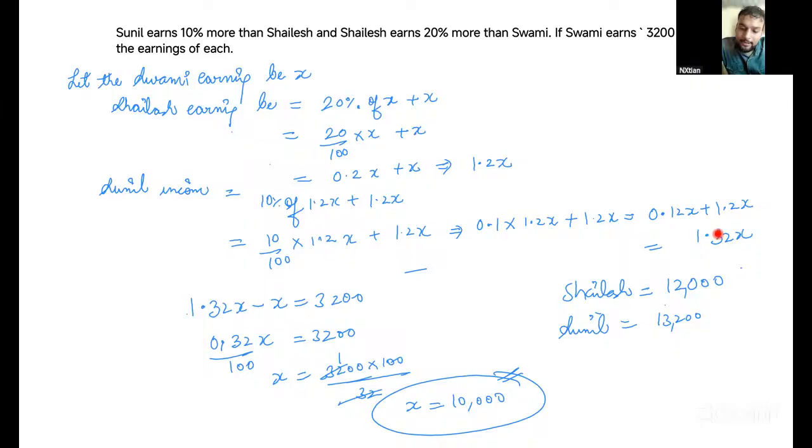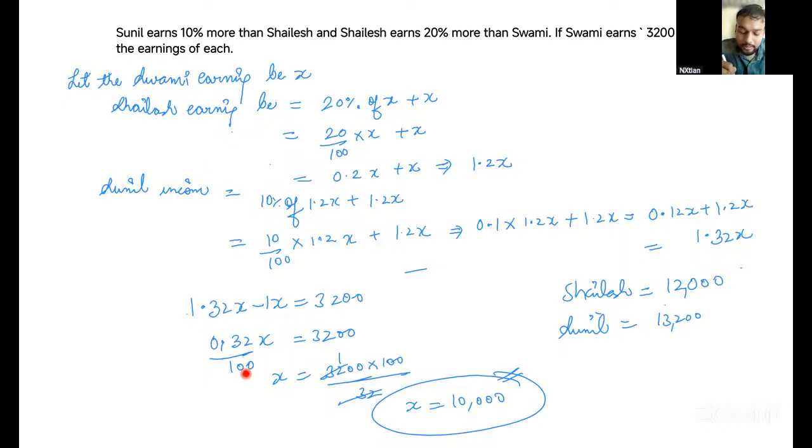Okay. And now it is given that Swami earns 3,200 less than Sunil. So Sunil's earning minus Swami's earning is basically 3,200. Okay. So this is Sunil's income minus Swami's income, which is x, and it will become 3,200. Now, Sunil's income is 1.32x, and Swami's is 1x.